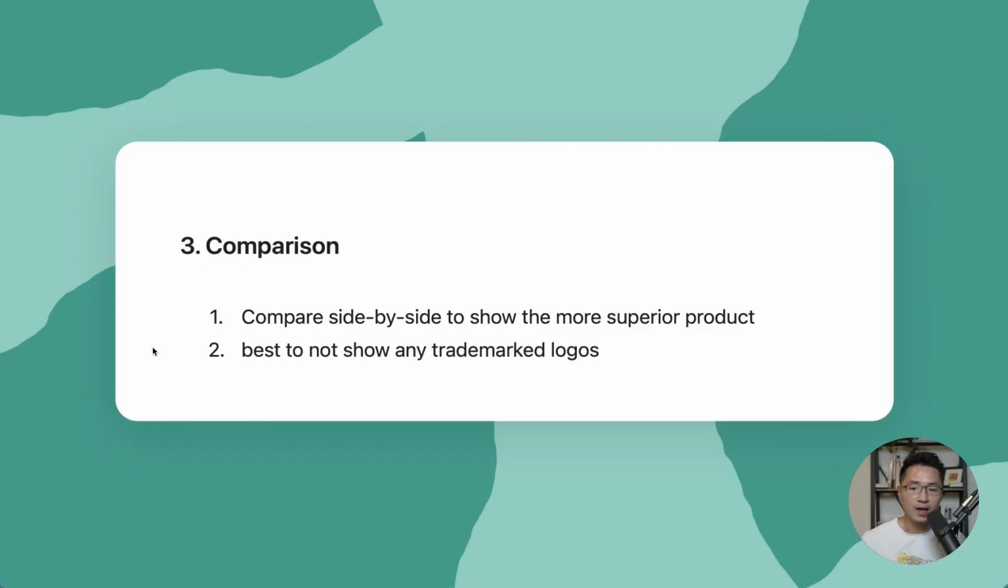So the next style of video that you could create is the comparison video. So this is when you compare side to side to show the more superior product. And when you do this, it is best not to show any trademarked logos, because when you show any trademarked logo, you risk getting a violation. So you definitely don't want to do that. Let me show you an example.